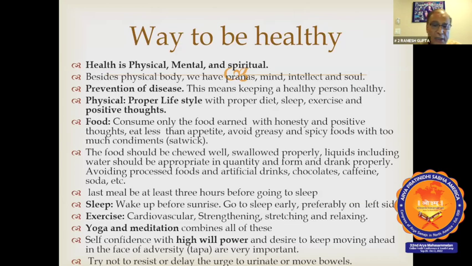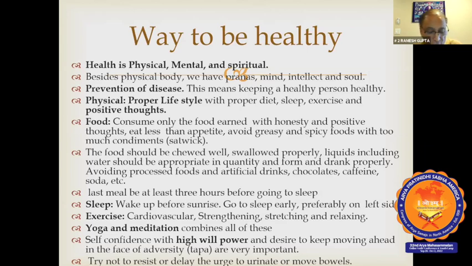It's a common principle: eat less than your appetite. Avoid greasy, fried and spicy food and too many condiments. That means a sattvic bhojan karo. Food should be chewed well and swallowed properly. Liquids, including water, should be appropriate in quantity.